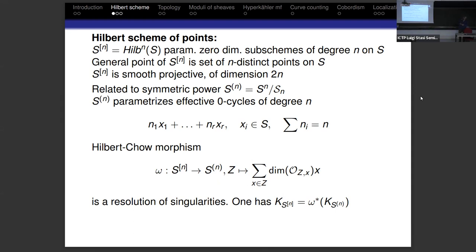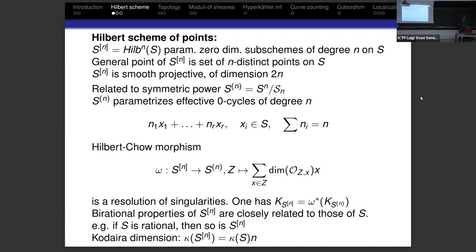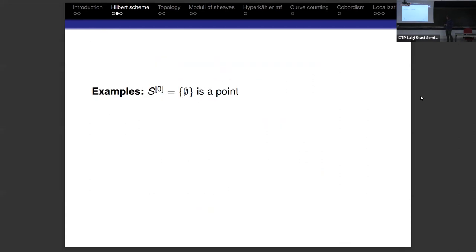So the canonical class of the Hilbert scheme is the pullback of that of the symmetric power. And in fact, this implies that the rational properties of the Hilbert scheme of points are very closely related to those of S. Since if S is rational, the Hilbert scheme is, and the Kodaira dimension, which tells you in some sense how complicated the manifold is from the birational point of view, is just that of the Hilbert scheme is n times that of the surface.